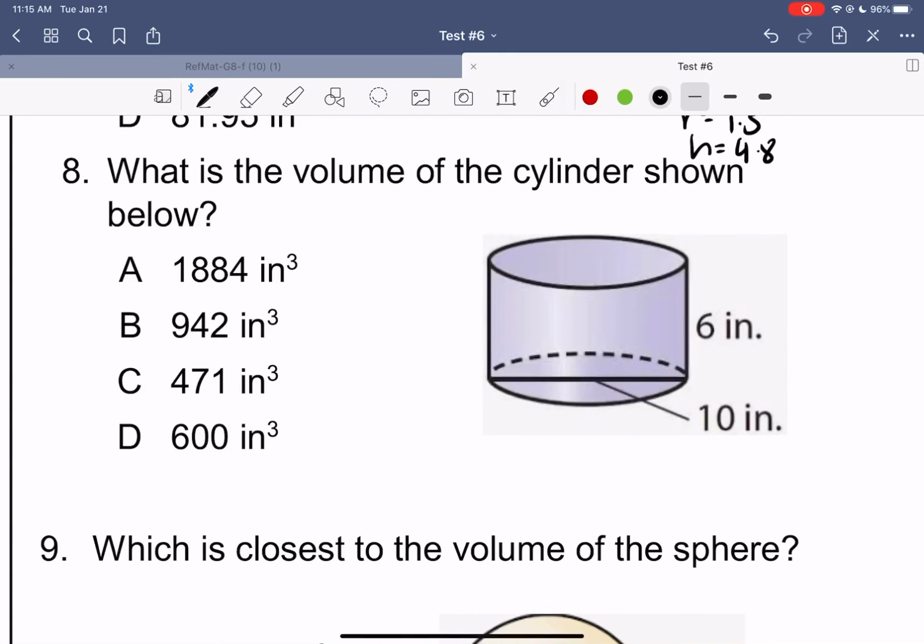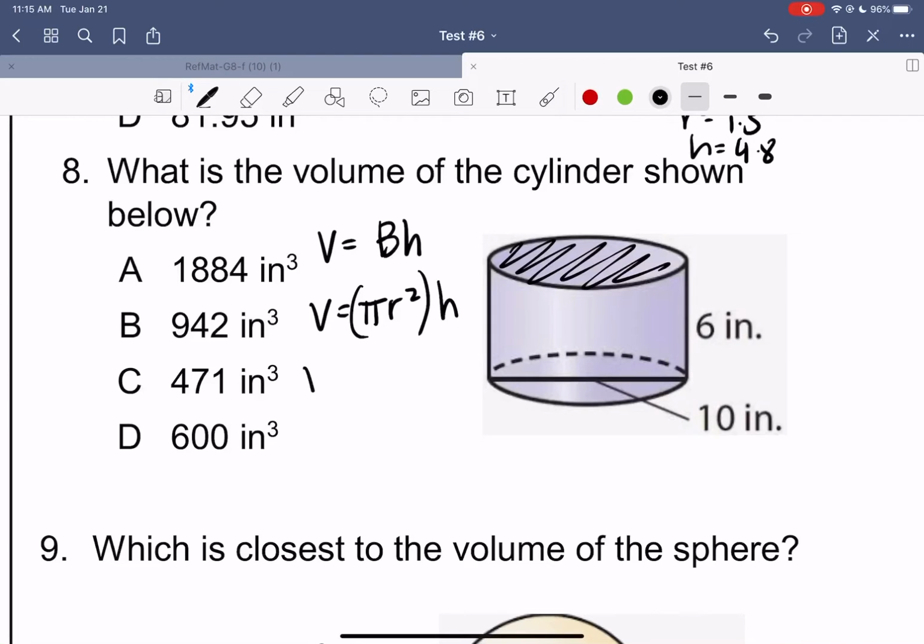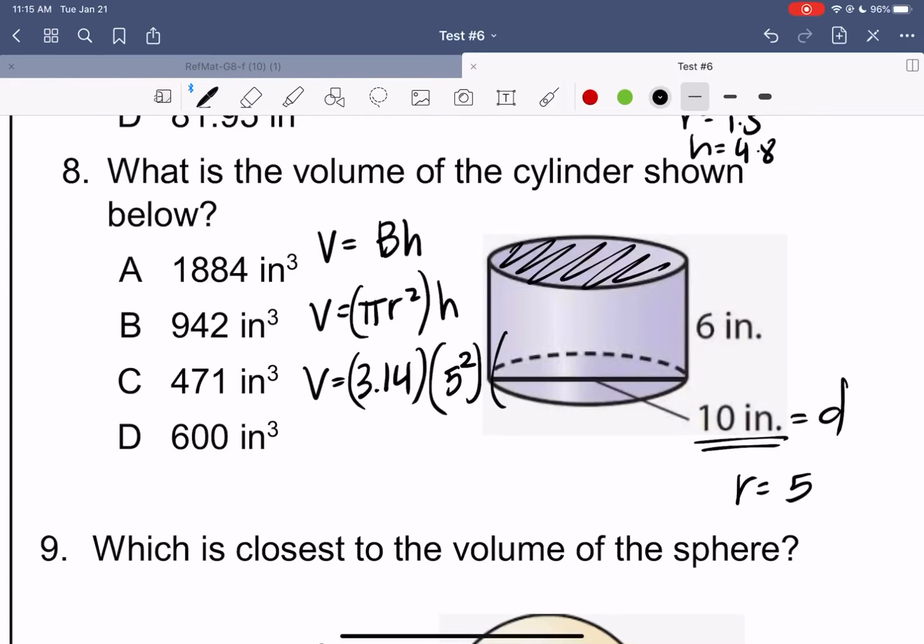All right, what is the volume of the cylinder shown below? So V equals area of the base times the height. For our big B, remember we have a circle, so we have pi radius squared times the height. So we're going to have 3.14 times, this equals the diameter, but the radius is going to equal 5 squared times the height, which is 6. So multiply those across, and that will give you your answer.